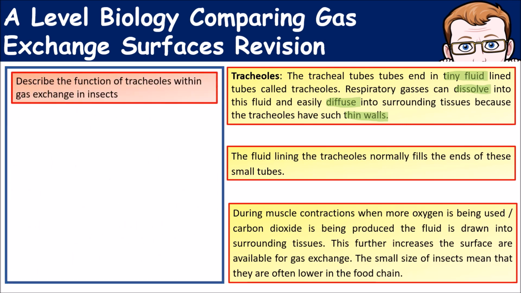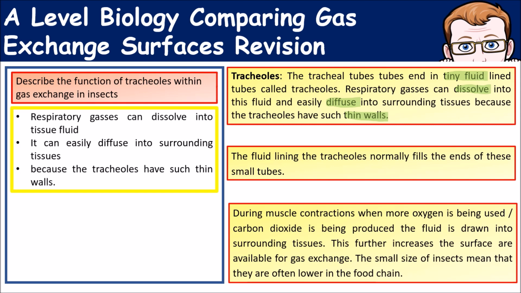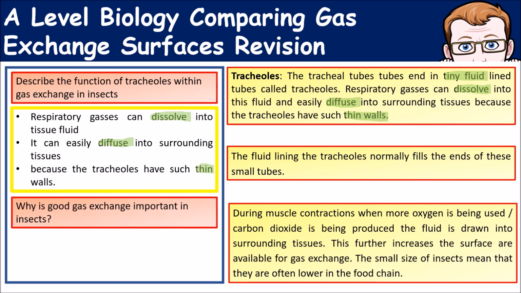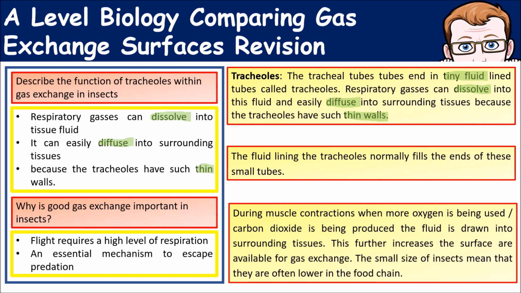If you're describing the function of tracheoles, the key things are that respiratory gases dissolve into the tissue fluid, which increases diffusion, and they also have a short diffusion distance because they've got thin walls. And if we're looking at why gas exchange is important for insects, remember that things like flight need a high level of respiration.